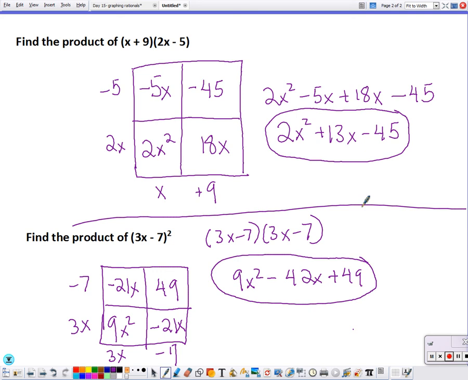Now let's say we wanted to go backwards. Let's say we wanted to take a product like 2x squared plus 13x minus 45 and rewrite it as the product of two binomials like it is written here. Let's start with something easier.